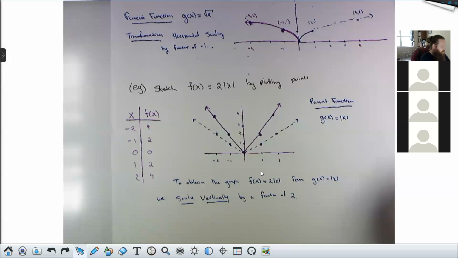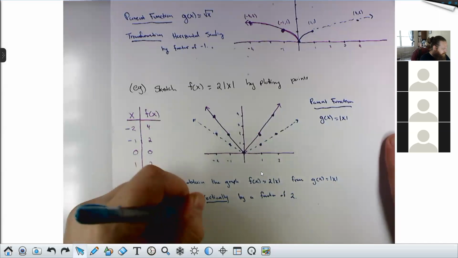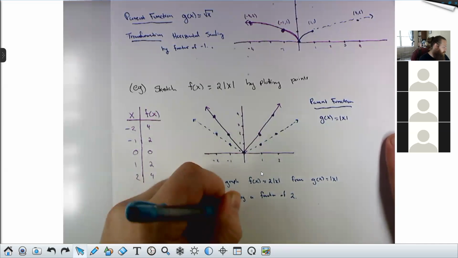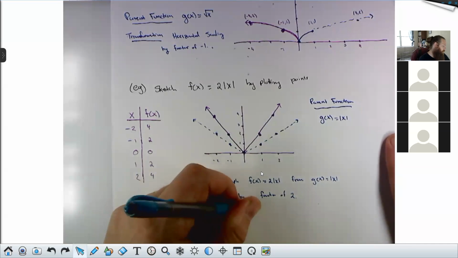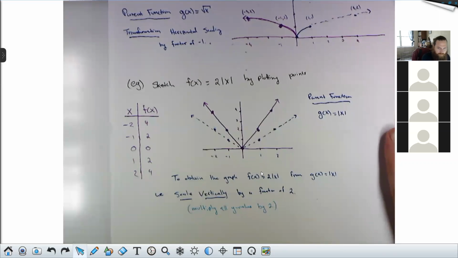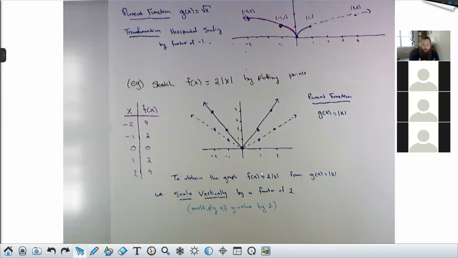And by scale vertically by a factor of 2, what I mean here is multiply all the y values by 2. So there's a difference between the scaling horizontally and the scaling vertically. Scaling horizontally means you multiply all the x values by 1 over that number. Scaling vertically means you multiply all the y values by the number itself.